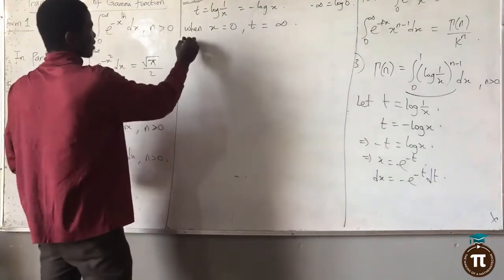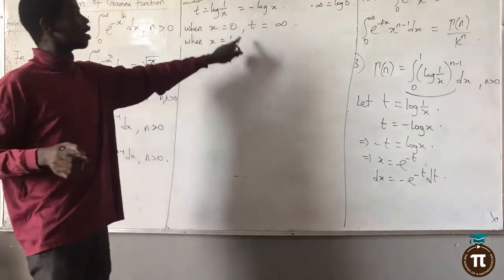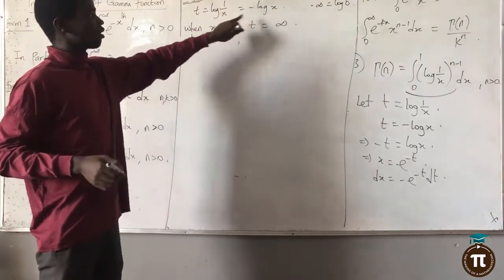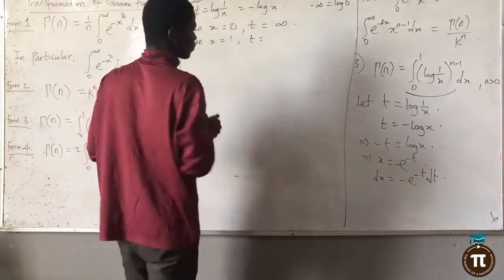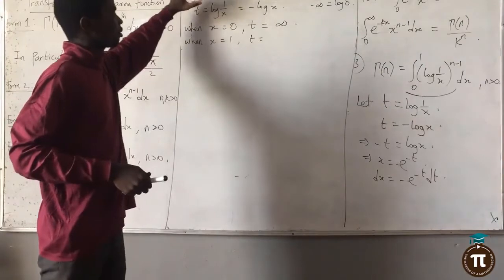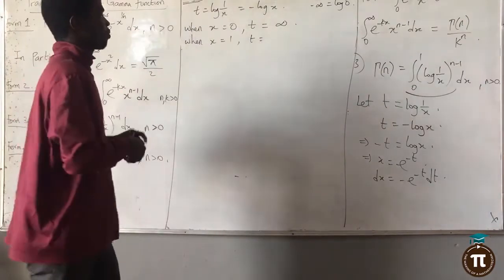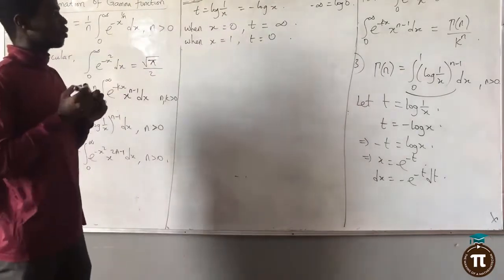So when s is equal to 1, when you put 1 here, that is minus log 1. And t, when s is equal to 1, I have log 1. Log 1 is 0. So that's all.